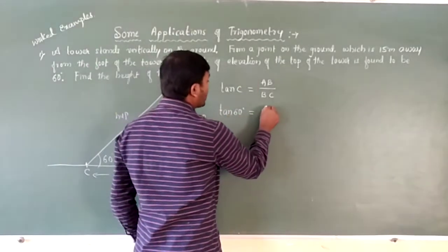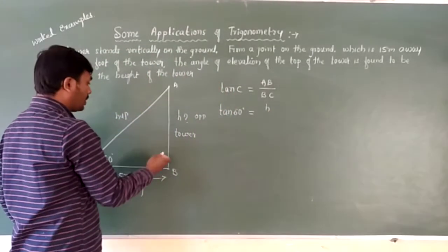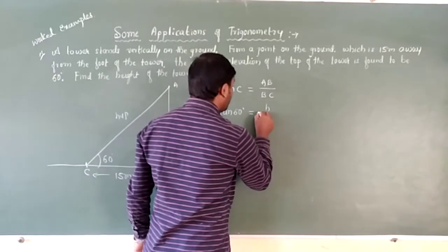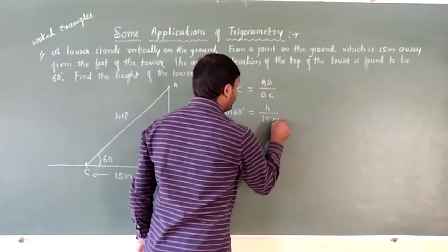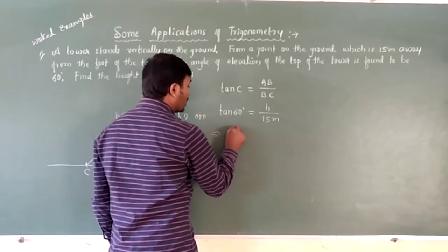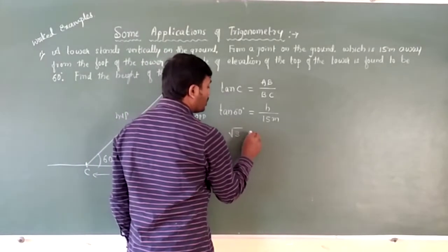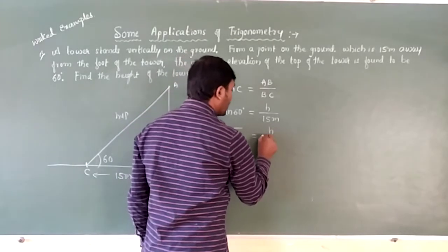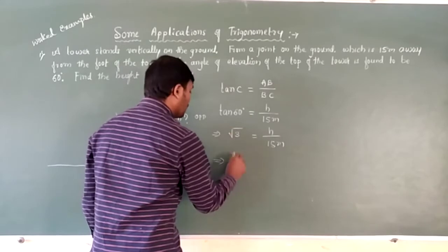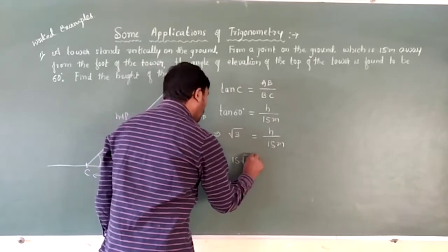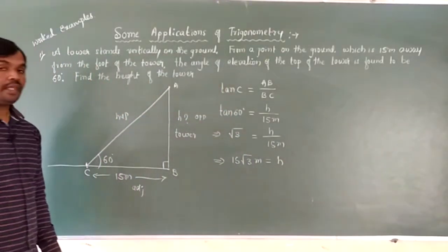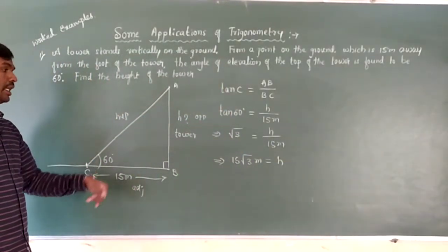AB we don't know, it is h, the height of the tower. And BC we know, it is 15 meter. Tan 60 is root 3. So root 3 is equal to h by 15 meter. Cross multiply, and you will get the height of the tower. So 15 root 3 meter is the height of the tower.